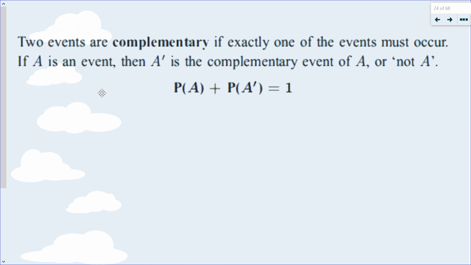And here we go. If two events are complementary, so take a look at that spelling. If exactly one of the events must occur. So if A is an event, then A prime is the complementary event of A, or not A. So the probability of A plus the probability of not A equals 1. And so like getting a 1 or 2 plus the probability of not getting a 1 or a 2 is 1. Probability of school being on plus the probability of school being canceled is 1. So those are complementary events.